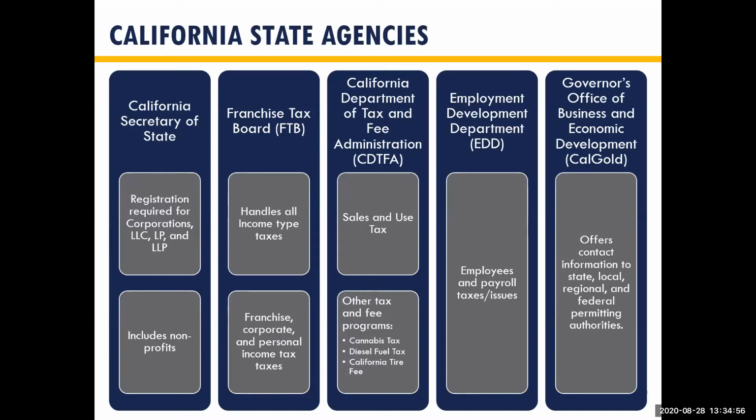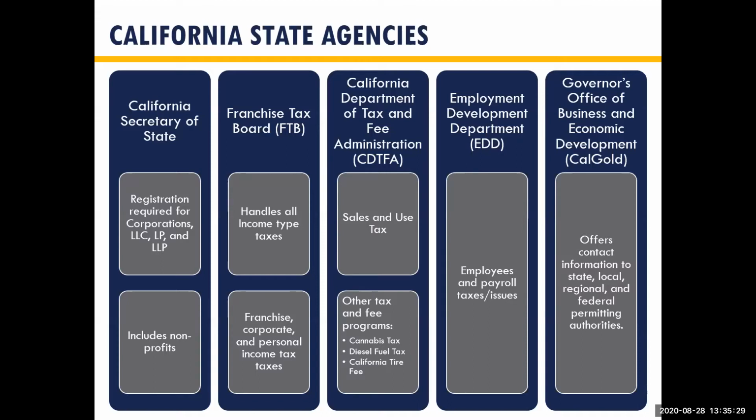And then we have the CDTFA, which stands for California Department of Tax and Fee Administration. They pretty much handle every other tax and fee program that the Board of Equalization does not. So they handle sales and use tax. That's the big one. And then other tax and fee programs, I listed just a couple as an example, are the cannabis tax, diesel fuel tax, and California tire fee. There's about 70 or more of those, so there's quite a comprehensive list.